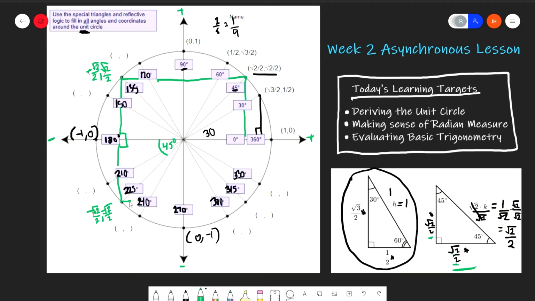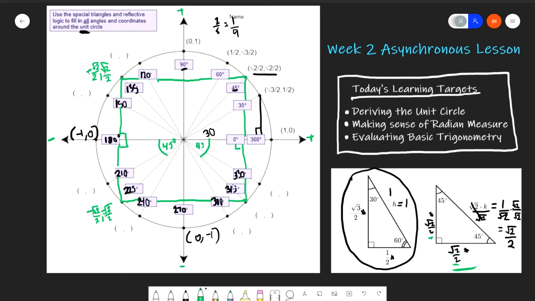And what do you think the last one's going to be over here at, oops, not a very good line there. Over here at 315, something that we can notice, once again, bring the line up. It is a 45, 45, 90 triangle. 315 is actually 45 degrees less than 360. Right? Notice how it's 45 degrees less than 360.